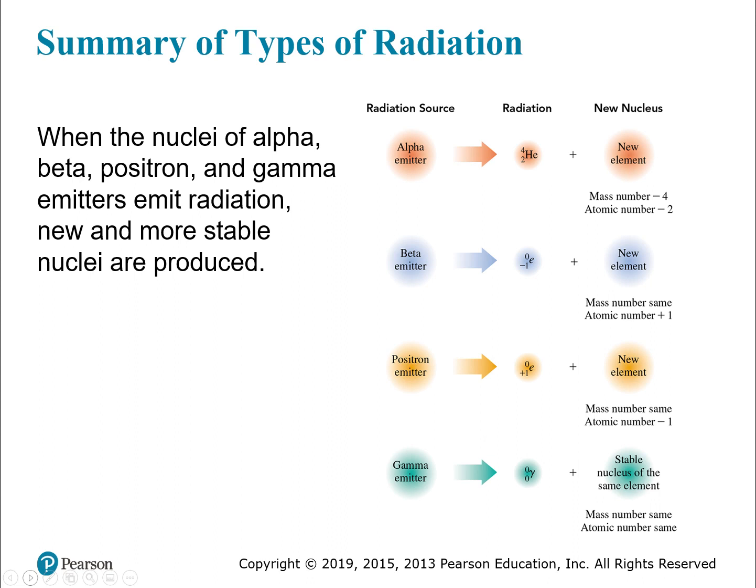So this is a summary of the types of radiation. We did not cover positron emitters. It's pretty much the same thing as a beta emitter, only instead of adding 1 to the atomic number, you subtract 1. We'll do this type of problem in class just to make sure that you get it. So don't worry, I got you. In live lecture, we'll cover it.